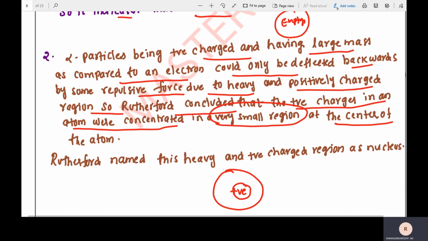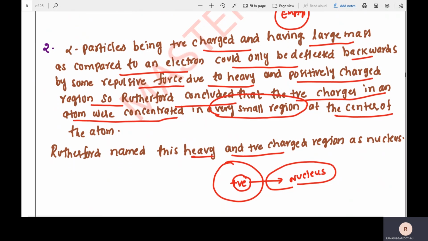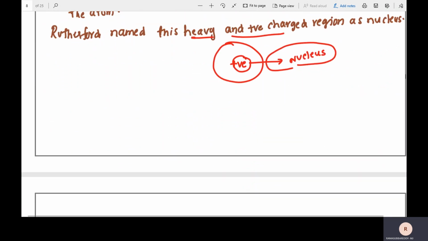That's why the repulsion force takes place. Then he called that heavy, positive charge region the nucleus. That is the conclusion. Very important, these conclusions. Next, we have some definitions related to this experiment.